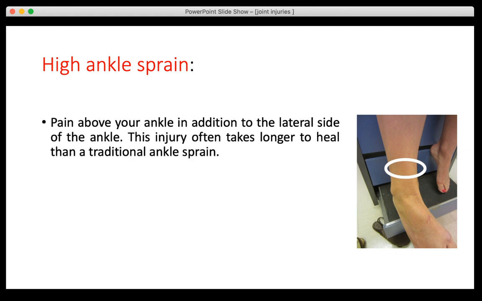So a pain above your ankle, in addition to the lateral side of the ankle, the injury often takes longer to heal. Because if the ligament is injured, you cannot move your foot, and surgery is really required. It goes by your normal icing or water contrasting treatments. With some time, it heals if the tear is not so serious.